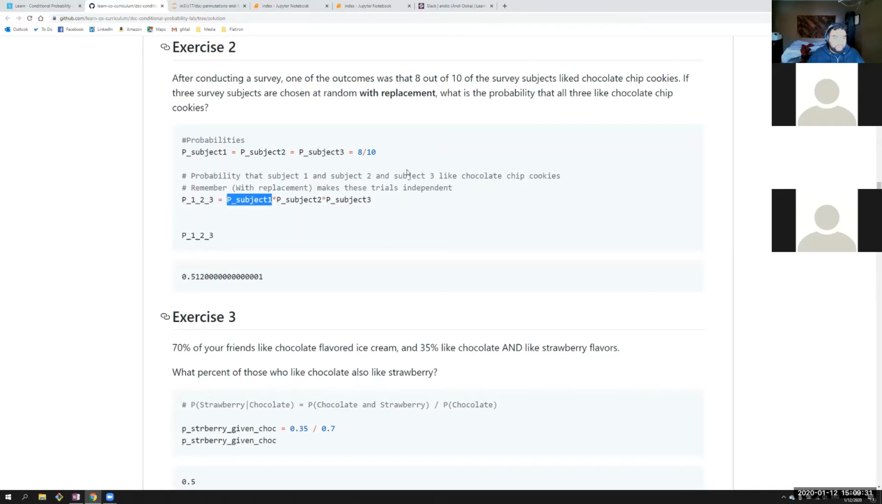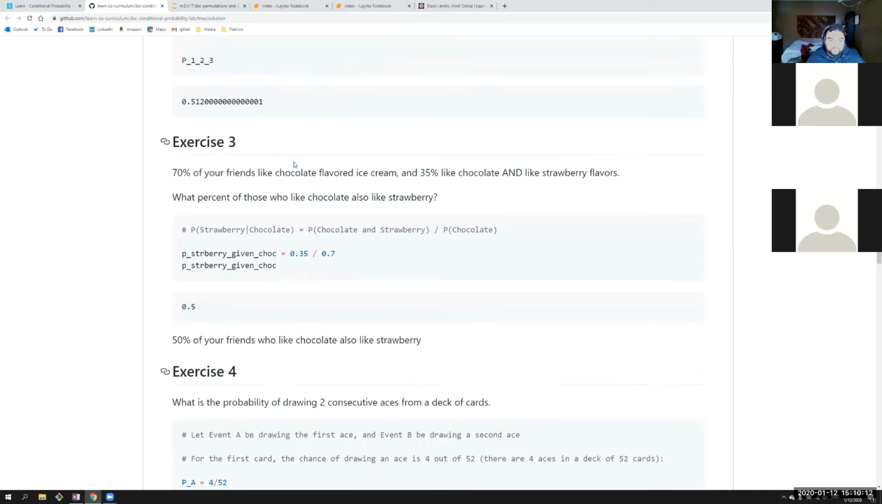It would also matter whether the one you pulled out liked chocolate chip cookies or not. That's exactly right. If the first person you pulled liked them, then it would be 7 out of 9, because only 8 like it, so there'd be 7 left over. But if the first person didn't like it, then it would be 8 out of 9, because you've already picked the one guy who doesn't like it, which still leaves 8 guys who do like it and 9 people in the total pool. Okay, that makes sense.